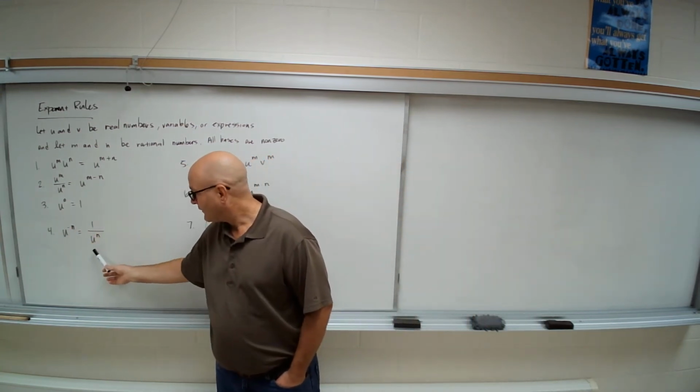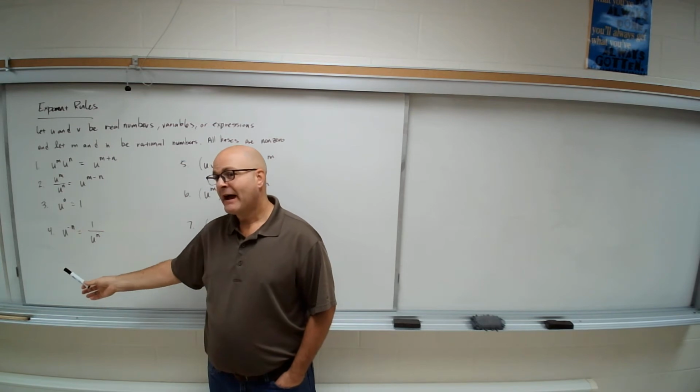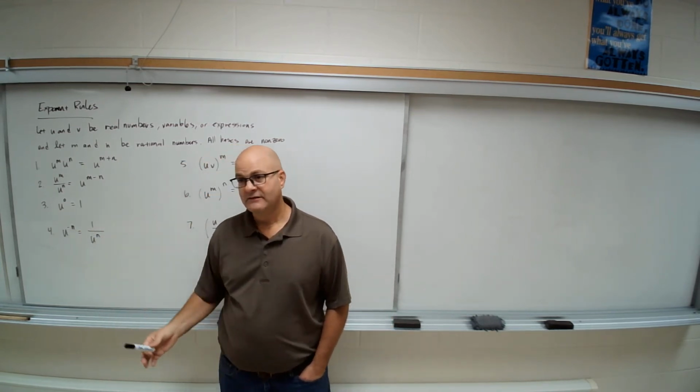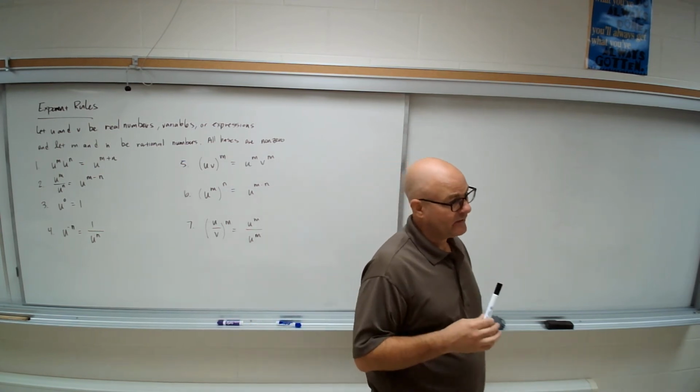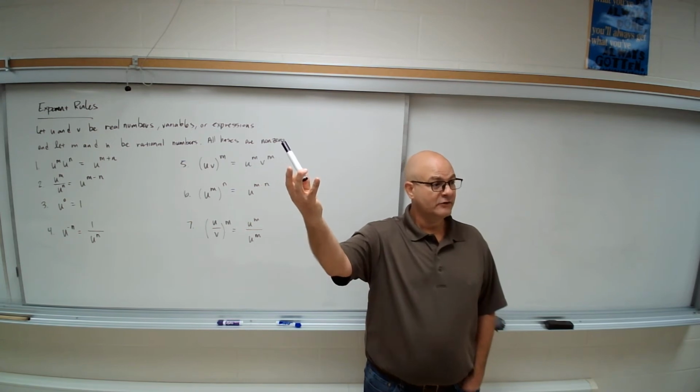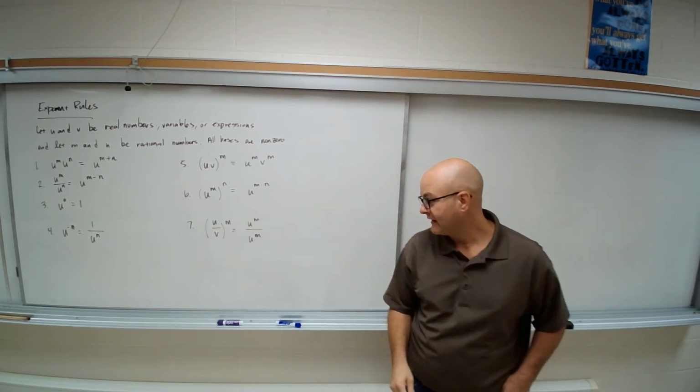I'm going to add a little bit to it. u to the negative n power. If you have a negative exponent, you can move the base to the denominator if it was in the numerator. If it's a negative power in the denominator, you can move it to the numerator. It's to move things around.